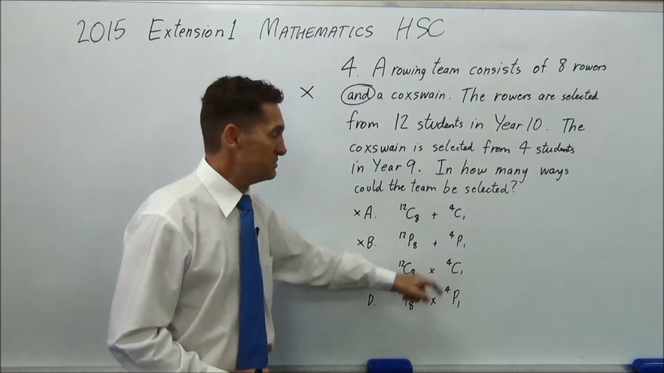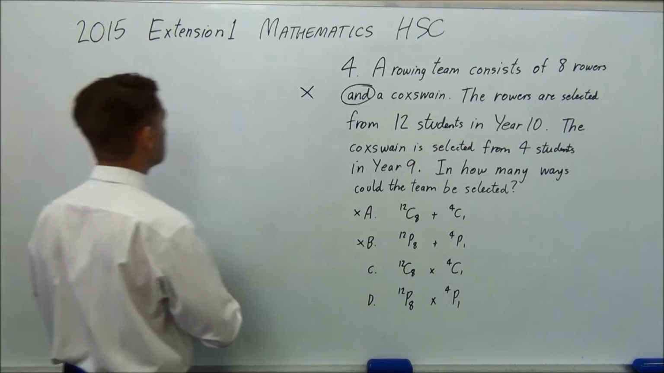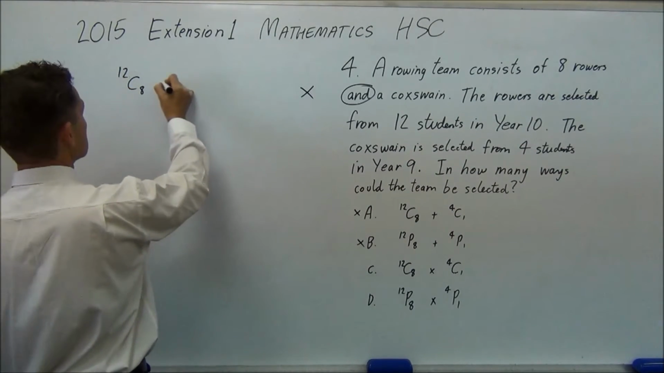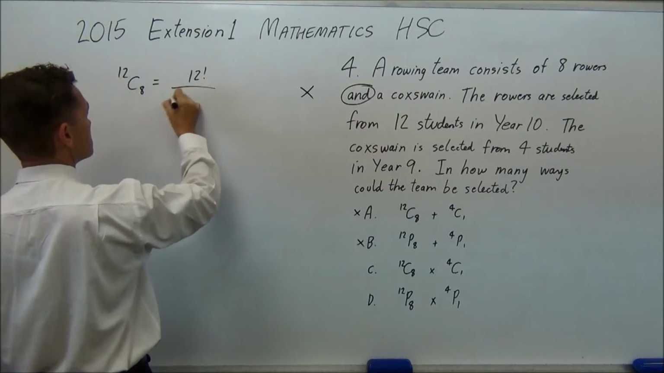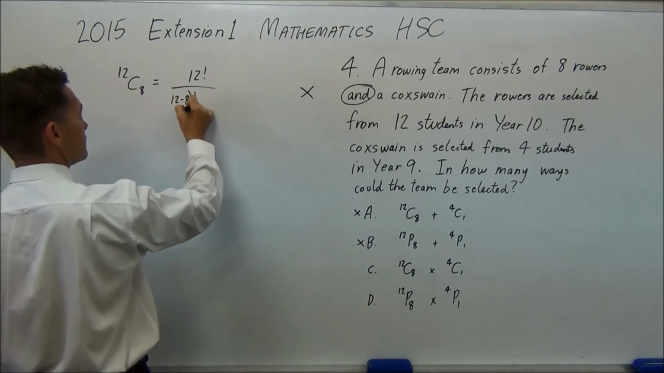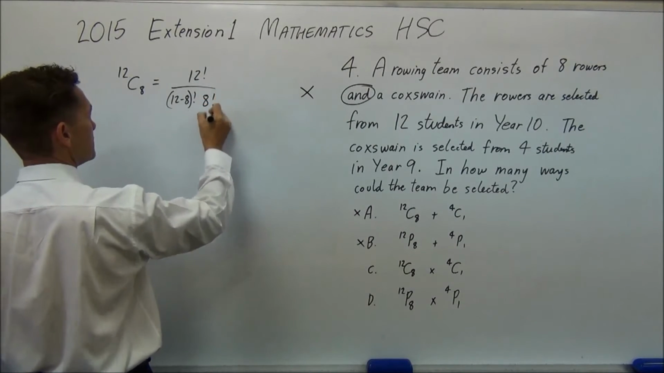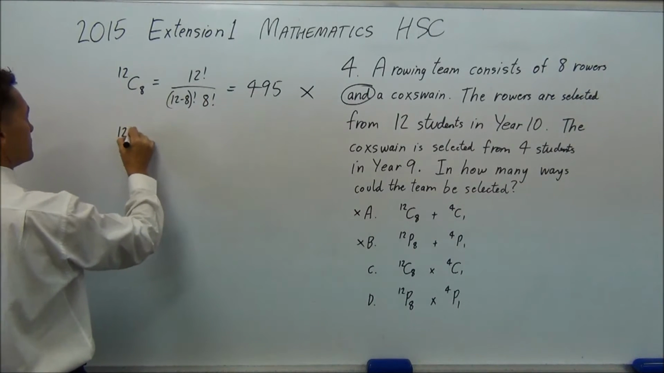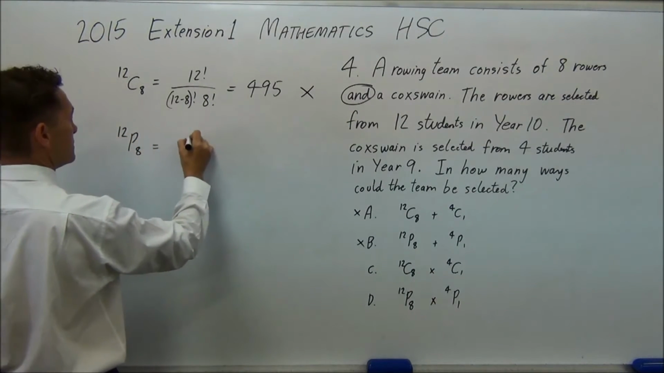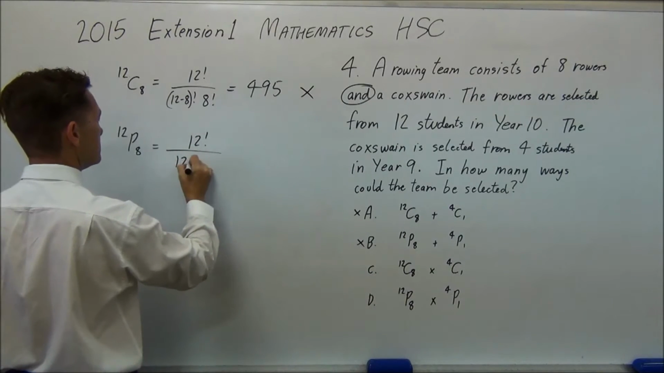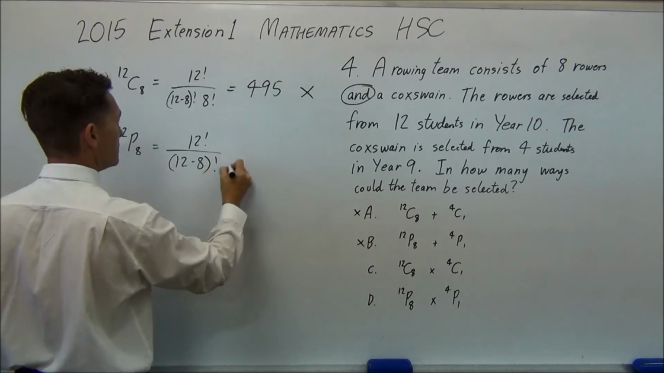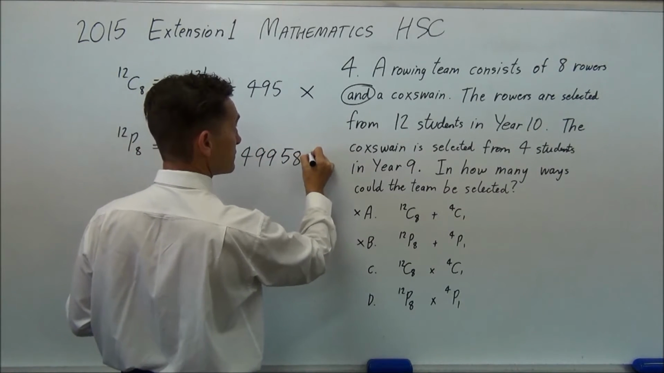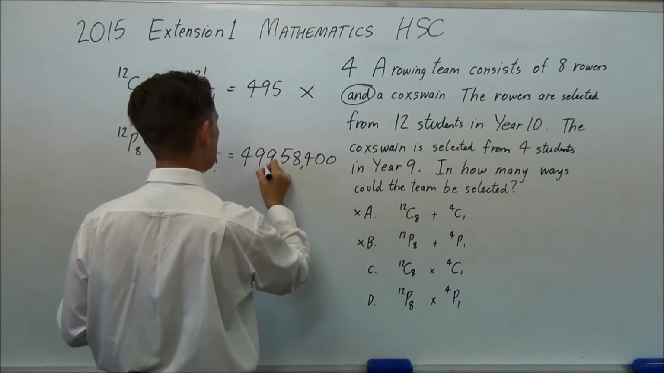What's the difference between C and P? Well, if we just look at these two, 12C8 is 12 factorial over 12 minus 8 factorial multiplied by 8 factorial. In that case that's 495. And 12P8 is 12 factorial over 12 minus 8 factorial, which equals 19958400. Pretty big number.